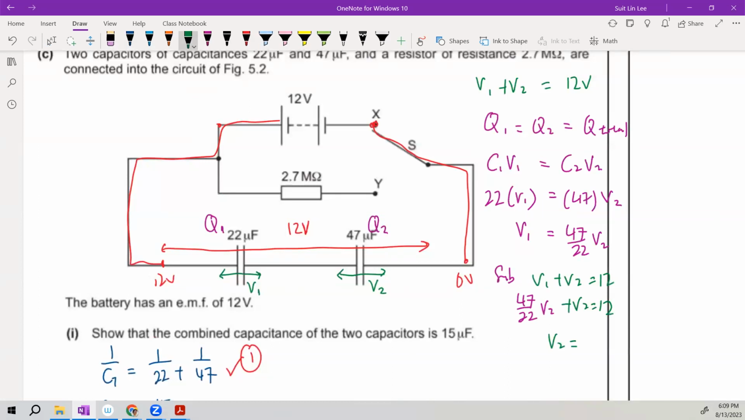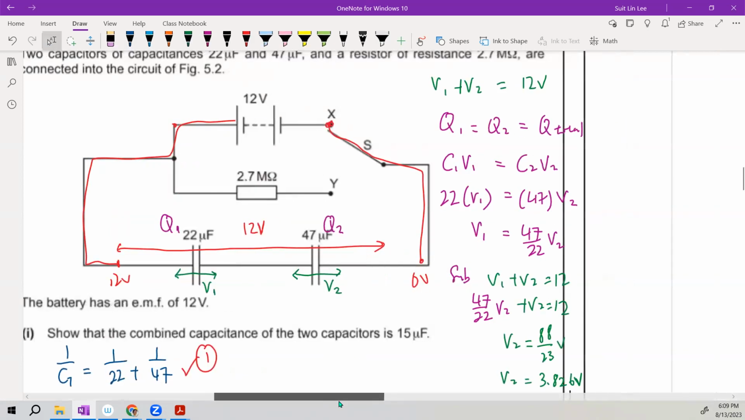V2 would be 12 divided by 47 over 22 plus 1. This makes V2 8.8 over 23. Do I want to write decimal points? Can, but I will write more SF. So this will be 8.26 volt.